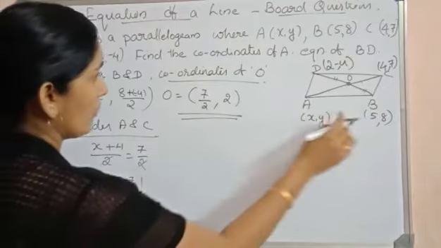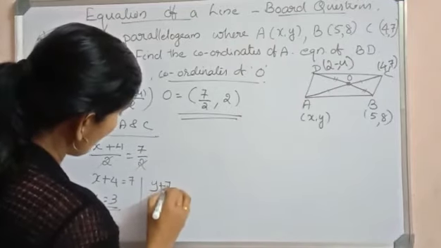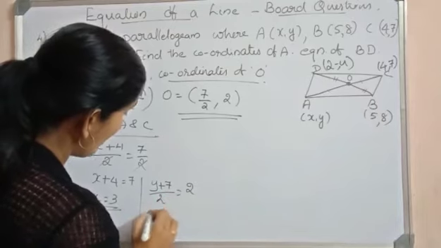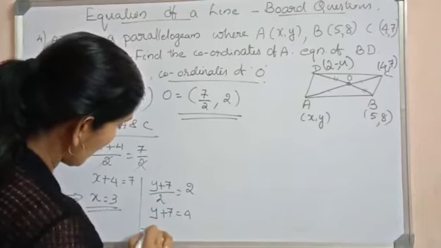Similarly, when you consider the y coordinate, y plus 7 by 2 is equal to 2 here, or y plus 7 is equal to 4. This implies y is equal to minus 3. The value of y is minus 3, that is 4 minus 7 is minus 3. So getting the value of x as 3 and y as minus 3, therefore we can say that the coordinates of A are x is 3 and y is minus 3. That's the first part of the question.